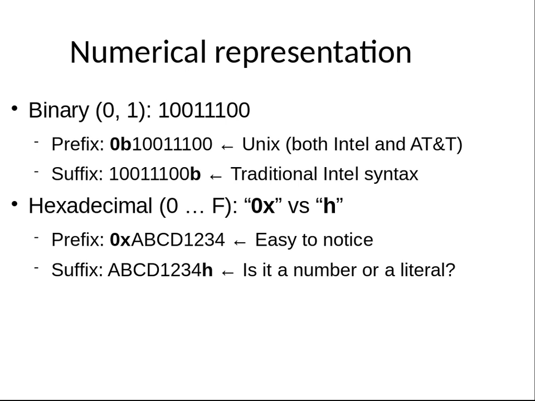Also, how do we represent numbers? Well, binaries, you have ones and zeros. Well, that's kind of easy. Although in the Unix version, Intel and AT&T actually both allow this, aka in all versions, you can do 0B and say that this is going to be binary data. Or you can put a B at the end to say that it's binary data. Wait, does that look familiar? I think Verilog did the first one, except it had a single apostrophe between the B and the number. You can do the hexadecimal one. I definitely prefer the first one because it's easy to notice, but unfortunately you're going to see the second one a lot, and that's the H at the end.